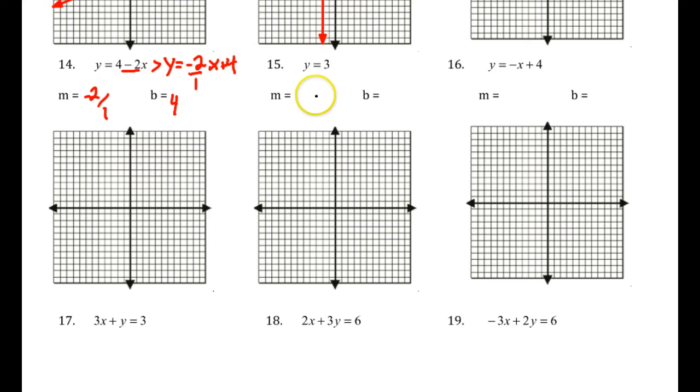15 also has one of those exceptions: it's y equals, but there is no x. So the way to rewrite this would be y equals 0x plus 3. So we have a y-intercept of 3, but the slope is 0. And the 0 can be 0 over anything. I could just say 4. Doesn't matter. And you can use that to get your slope. You might already know what that looks like.